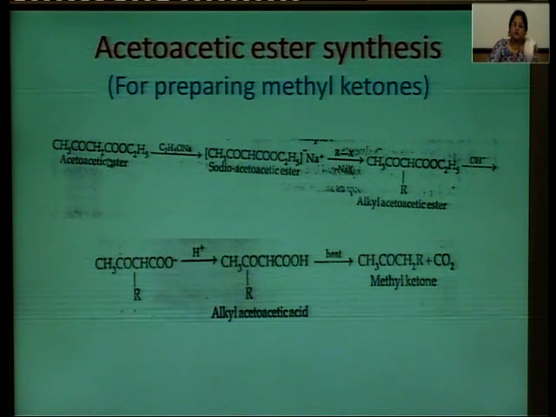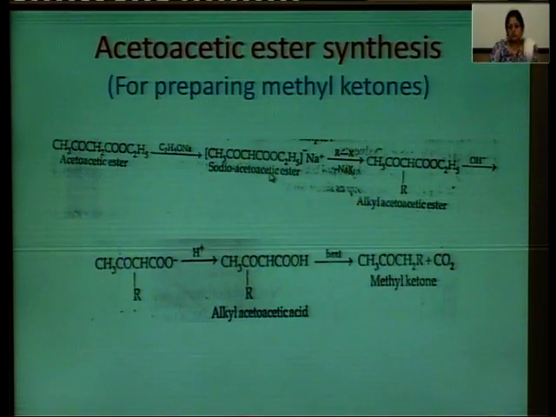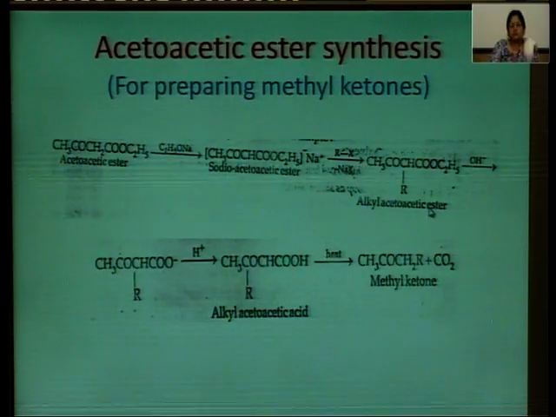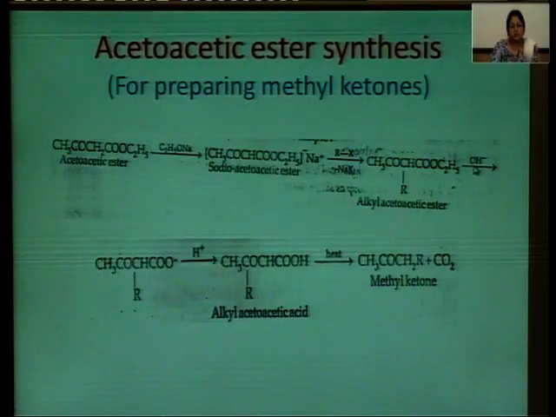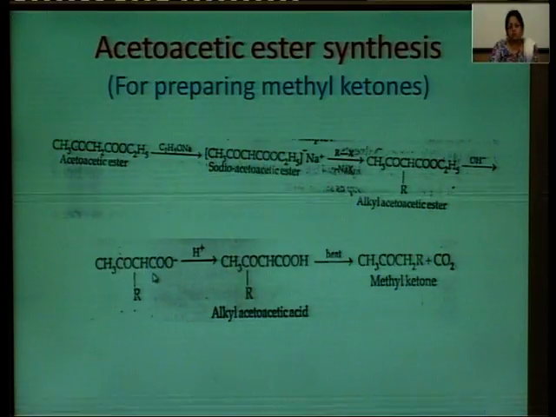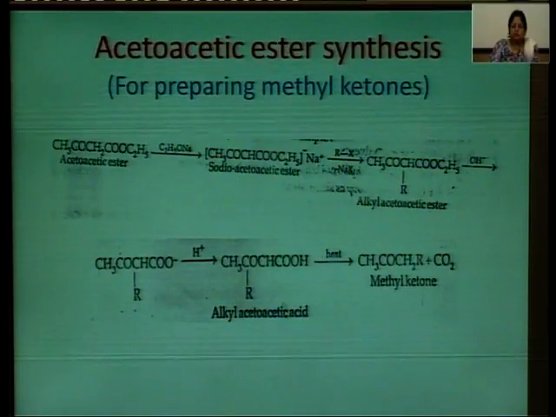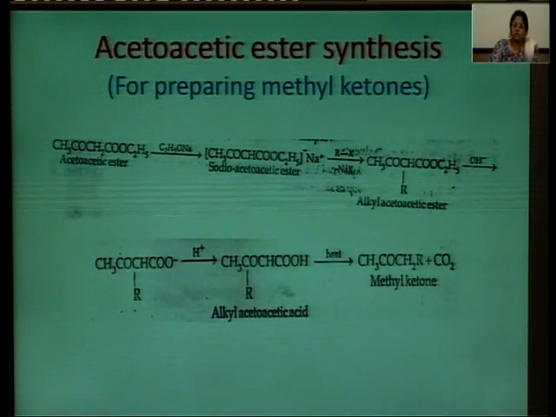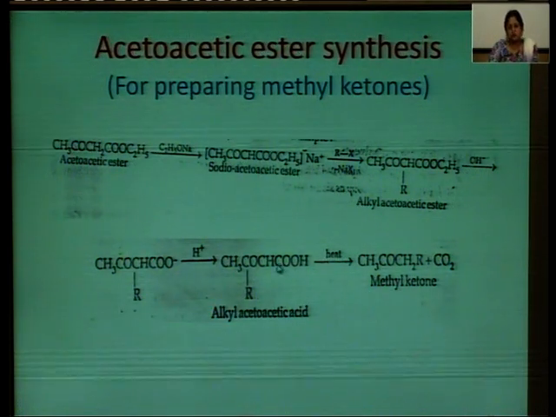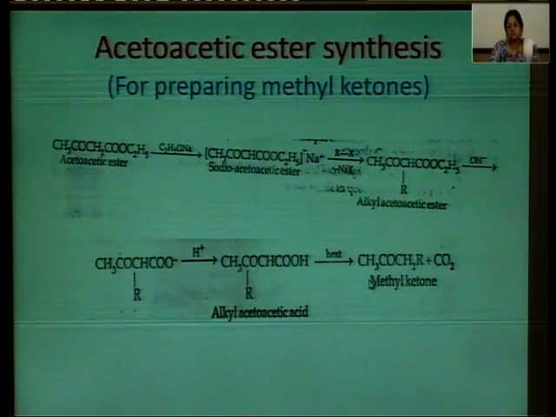This compound, when treated with sodium ethoxide, first forms the sodium salt of the acetoacetic ester, which upon treatment with an alkyl halide forms alkyl acetoacetic ester. Upon treatment with the base hydroxide ion, it forms the carboxylate moiety, which abstracts a proton and forms the alkyl acetoacetic acid, which upon heating undergoes decarboxylation to form the corresponding ketone plus carbon dioxide. This COOH moiety, that is the acid moiety, is lost as carbon dioxide, and we are left with the ketone, that is the methyl ketone.